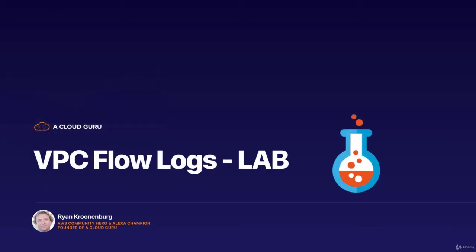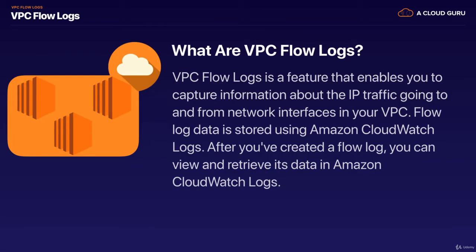In this lecture, we're going to look at VPC flow logs. So what is a VPC flow log? Well, VPC flow logs is a feature that enables you to capture information about the IP traffic going to and from network interfaces within your VPC. And flow log data is stored using Amazon CloudWatch logs. And after you've created a flow log, you can view and retrieve data in Amazon CloudWatch logs.